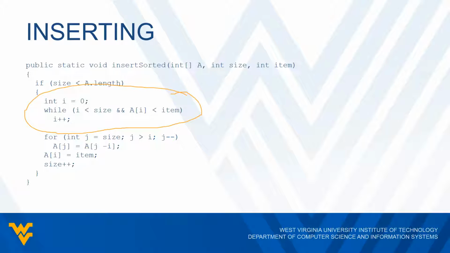Because what we're doing here is we're going to keep incrementing i until we either get to the end of the array, which means that the item we want to insert is the largest among all of the items currently in the array, or we keep going until a[i] is greater than or equal to the item, because that lets us know where we want to insert. So when this while loop is done, i is going to be the index of where we want to insert this item in our array.